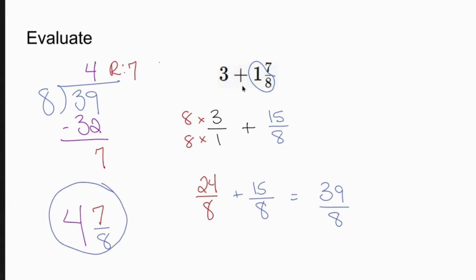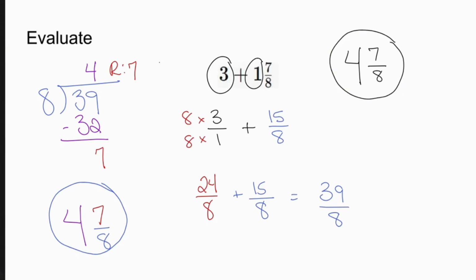Now there's also a shortcut here. When you add a whole number to a mixed number, there's a little bit of a shortcut and a little bit of a lazy way to do it. Take your whole number, which is 3, and your whole number, which is 1, add those together, that becomes 4. Take the fraction that's there and just attach it. And so, yeah, a little bit faster way of doing it.